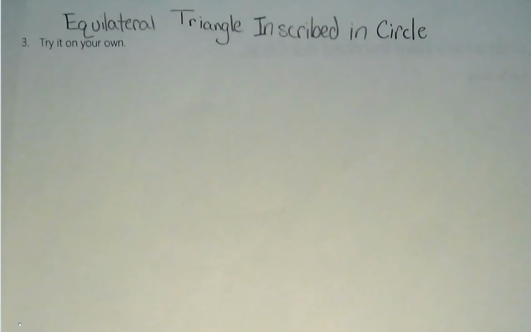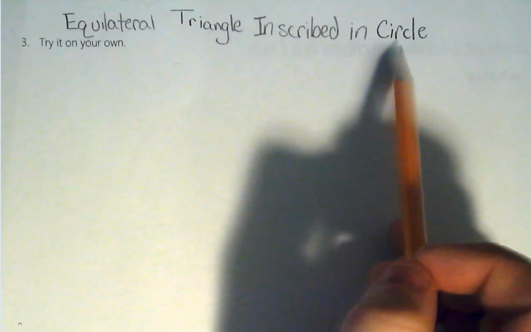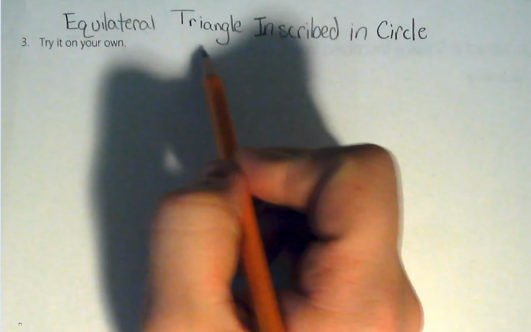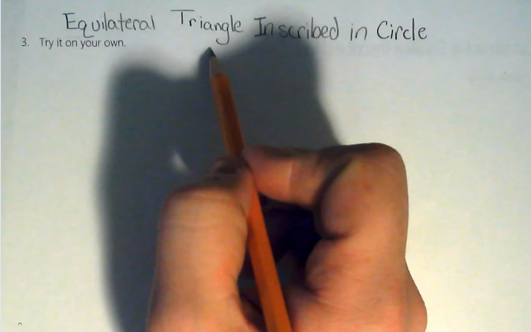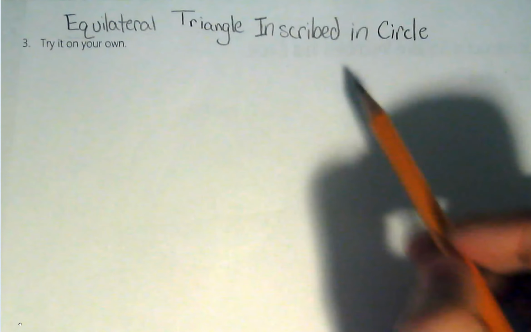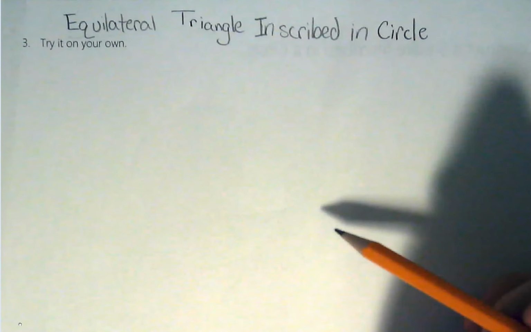Okay, so in this video, we're going to construct an equilateral triangle inscribed in a circle. What that means is an equilateral triangle is a triangle where all the angles and all the sides are congruent. And inscribed means that all the angles of that triangle will hit a point on the circle. So let's take a look at how we can do this.